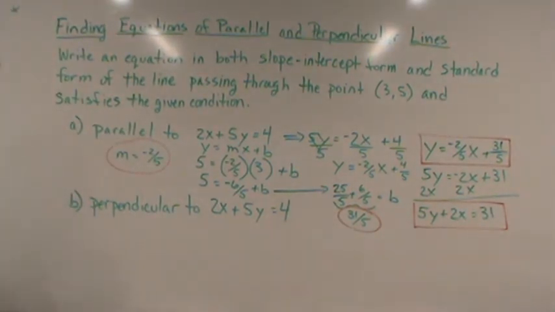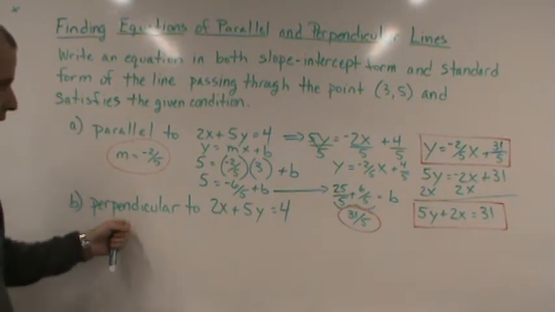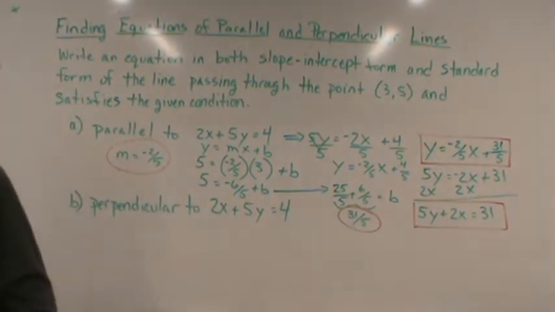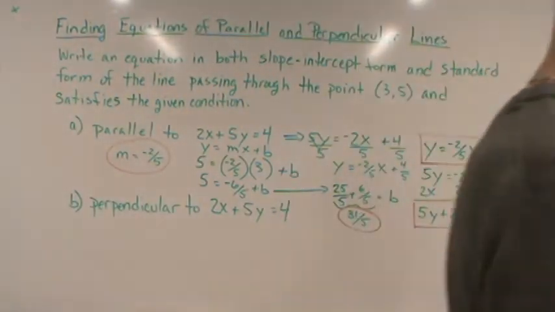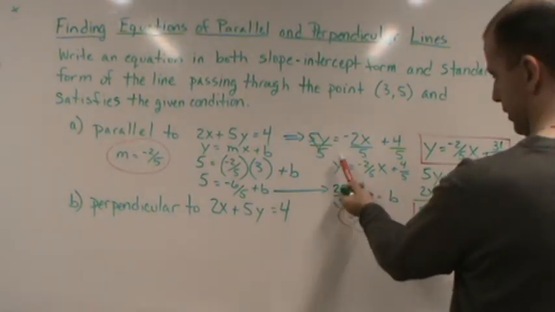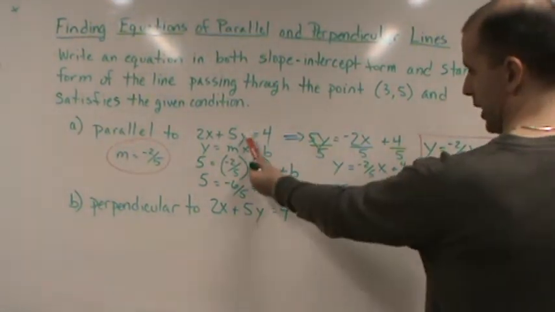Okay, now, we're going to do the same thing, but now we want to find a line that's perpendicular to the same line, right? So we're given the same line. But this time you don't have to go through all of the work because we already solved it here, right? So we already got the equation of the line right here. So we already transformed this into this.